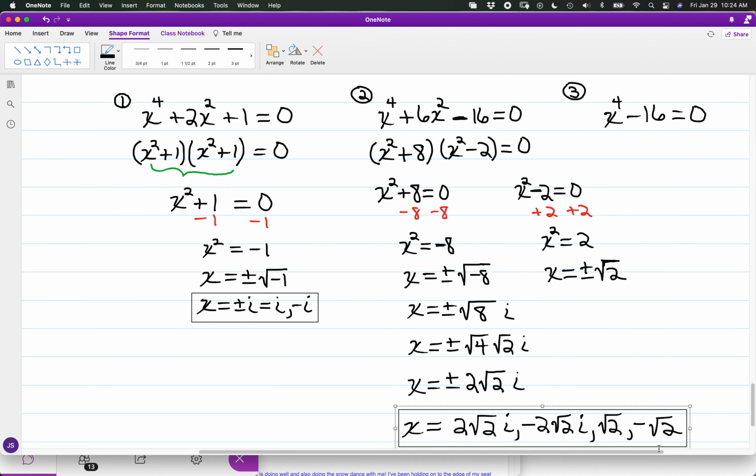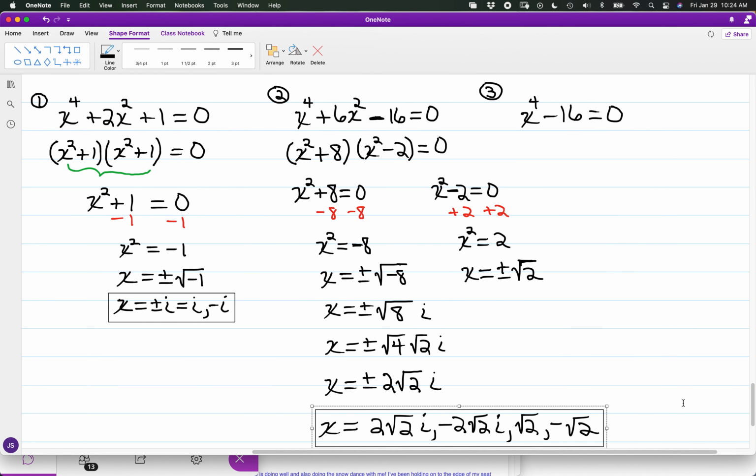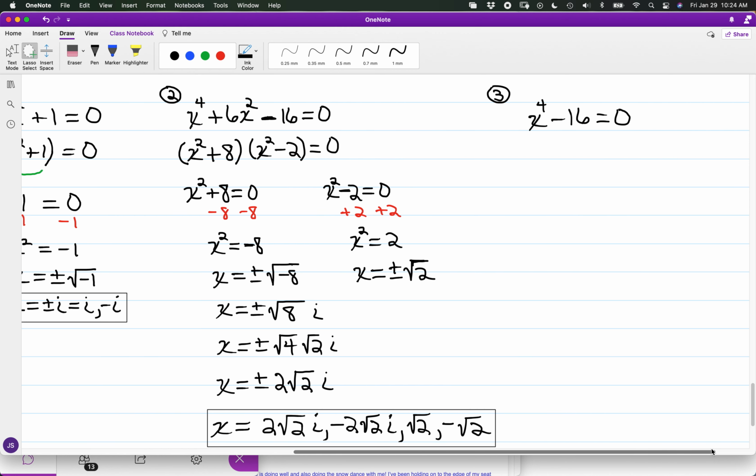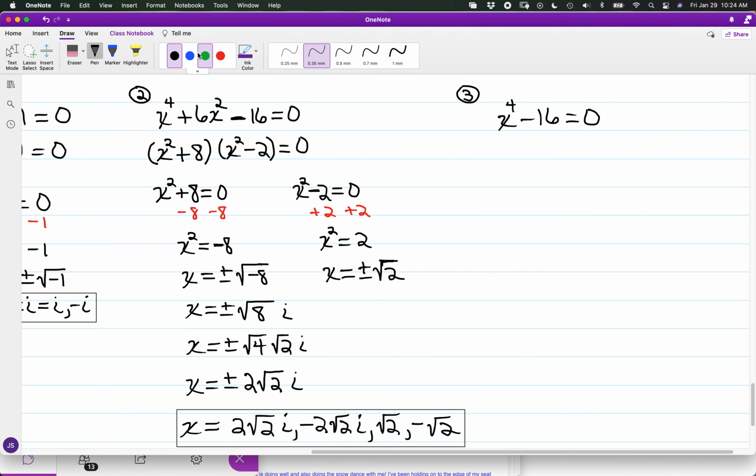Now, looking at the third one, we have again another layout of a difference of squares, x to the fourth minus 16. Upon factoring, x to the fourth once again is going to go to x squared times itself, minus 16, and we have plus 4 and minus 4.